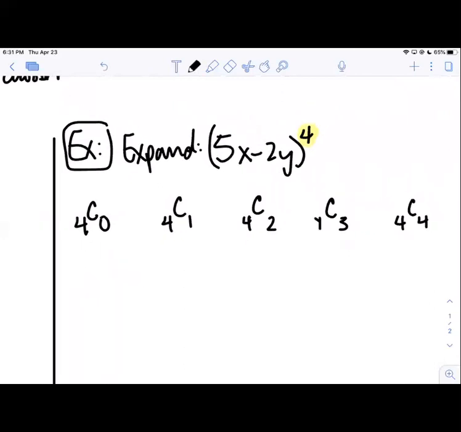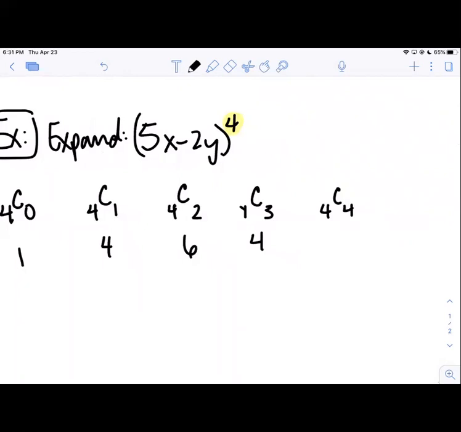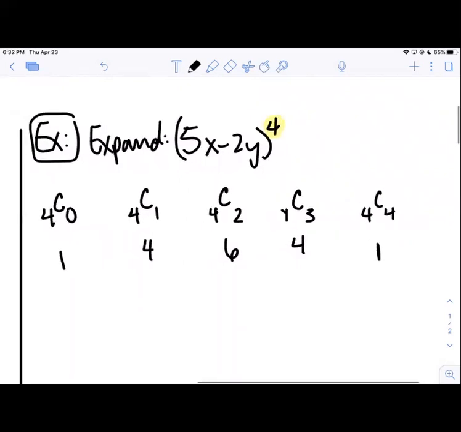So now I have 5 terms here. I know it's only raised to the 4th power, but there are 5 terms here. All right, we can throw these in our calculator, or we can use our Pascal's triangle. 1, 4, 6, 4, 1. Okay, those are all my coefficients.